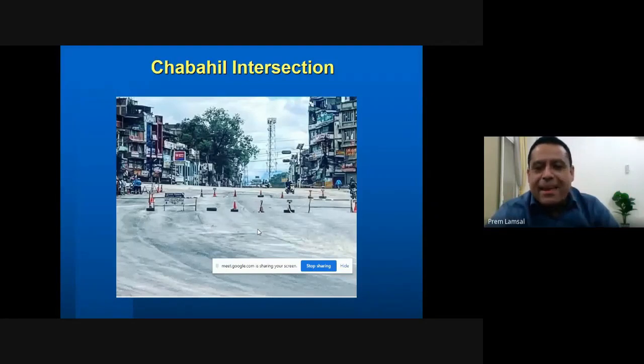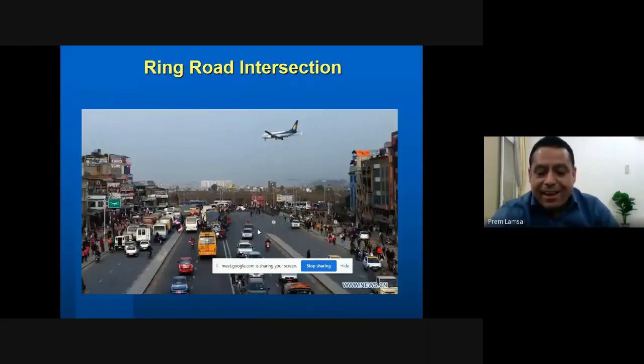This is just like a big open area. There are a lot of conflict points. So I think our authorities and our government have to look into it. I have a few recommendations for that. This is another intersection at Ring Road. You can see there is no concept of storage, acceleration, or deceleration. It's just open at the intersection. And the result we can see, it's right in front of us.